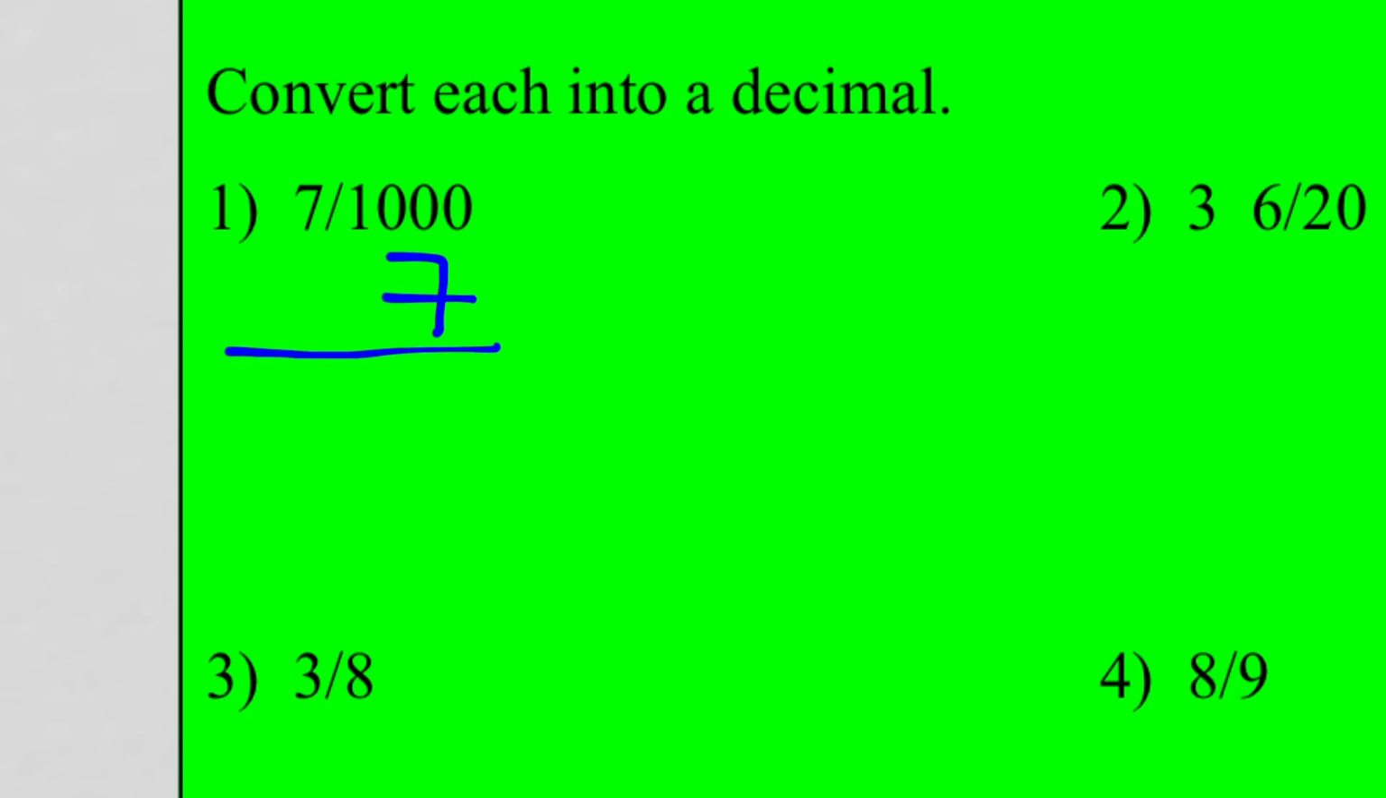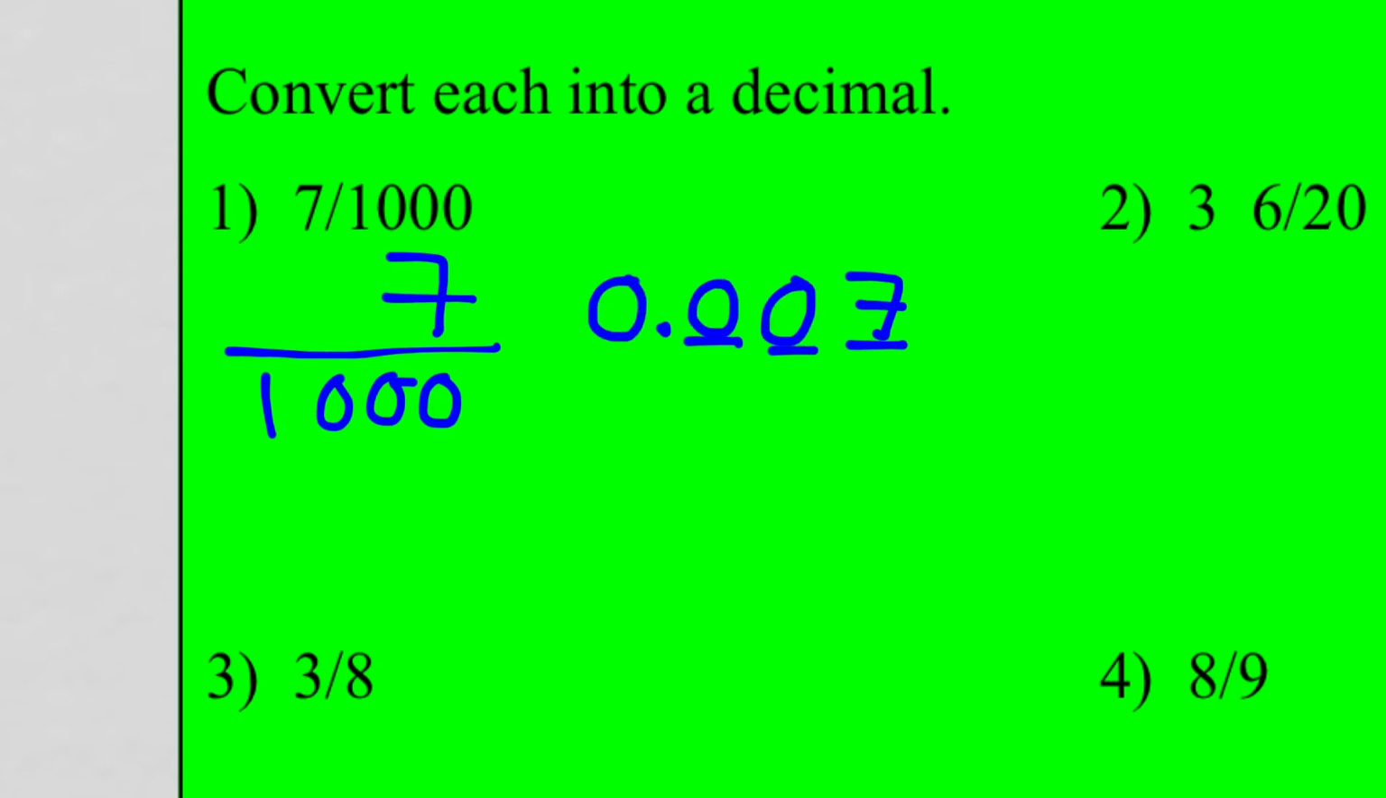7 out of 1,000. You count the number of zeros on 1,000. There's 1, 2, 3. And that's going to tell you the number of decimal places in the decimal. You want to have 7 thousandths. So you put 7 in the thousandth spot, a 0 in the hundredths, a 0 in the tenths, and a 0 in the 1 spot. And that is 0 and 7 thousandths.